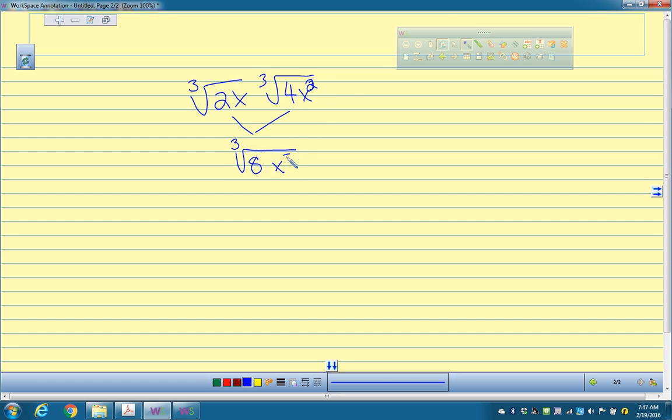X cubed. Then what I would do is, well, you don't have to do this, but you could separate it into 2 separate cube roots, in this case. What's the cube root of 8? What's the cube root of x cubed? X. So 2x. Isn't that weird? Okay? That's the final answer. Get that? See what I did?